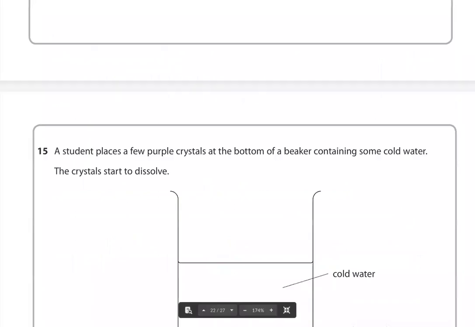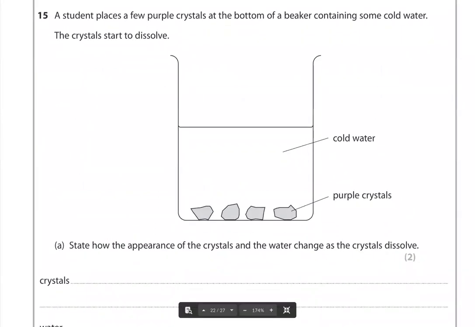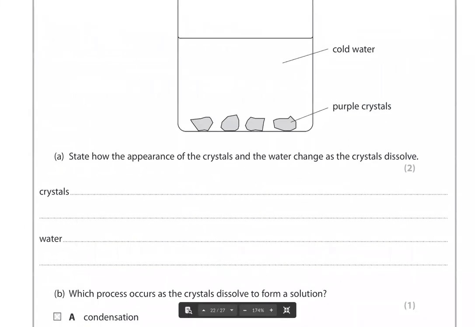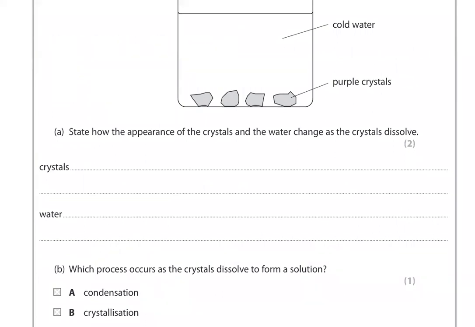Question 15. A student places a few purple crystals at the bottom of a beaker containing some cold water. The crystals start to dissolve. State how the appearance of the crystals and the water changes as the crystals dissolve. The crystals get smaller until they disappear. We can write that the crystals get smaller. And the water turns purple.